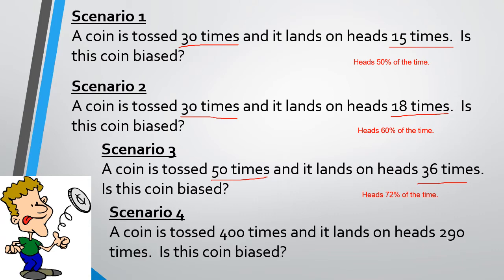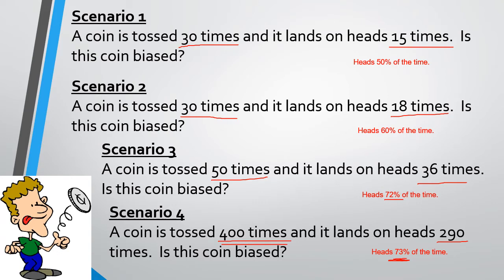Scenario 4. What if this time I tossed it 400 times and got 290 heads? Percentage-wise it's 73%, so it's really similar to scenario 3. But does the fact that it's 400 tosses of a coin change it in any way? We're expecting to get 200 heads out of that 400. I've got 90 more heads than I'd expect. Now, what you've learned at GCSE is relative frequency: the more I do something, the closer I should get to its true relative frequency. So I should be getting closer to 50% if it was a fair coin.